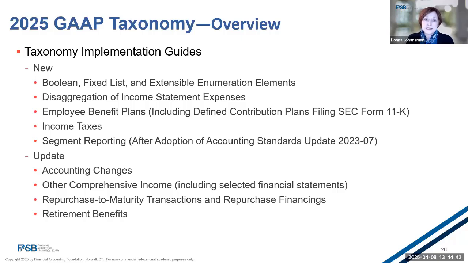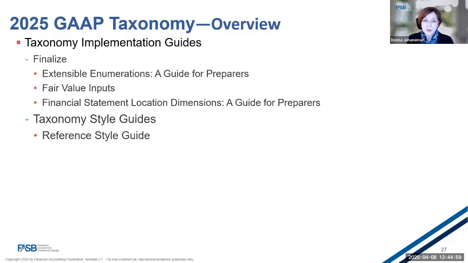We also are updating the accounting changes guide to add examples for changes in estimates, which I'll cover briefly shortly. We are updating the guides for other comprehensive income, or OCI, repurchase transactions, and retirement benefits also. We will be finalizing the fair value inputs guide and 2 guides for preparers to assist with using certain structures in the taxonomy, which are extensible enumerations and financial statement location dimensions.